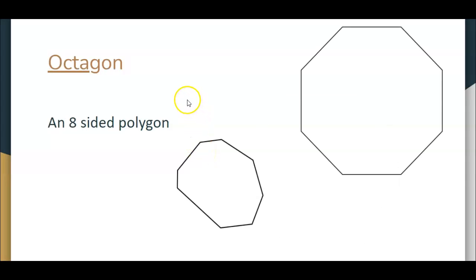And then we have octagon. Octa, like octopus. Octa means eight. Gon is sides. So octagon is eight sides, an eight-sided polygon. And I want you to draw both of these shapes as best you can. And I'll tell you why in just a minute.